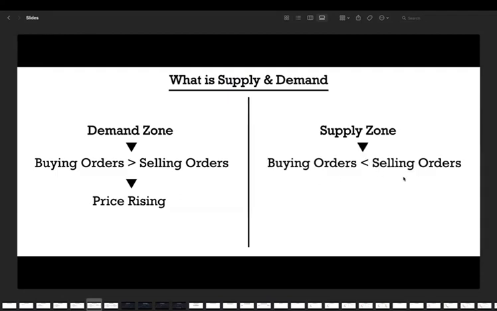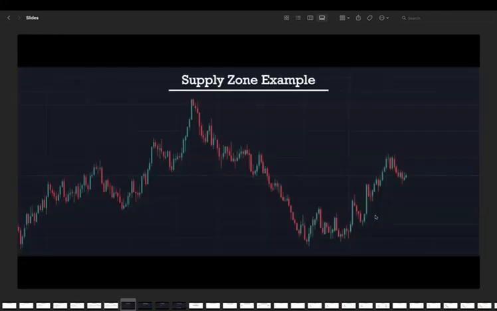A supply zone is the opposite thing. We have a lot more selling orders than buying orders, and because of that, the price is falling. So whenever the price is touching a demand zone, it is rising. When it's touching a supply zone, it is falling. There we go.